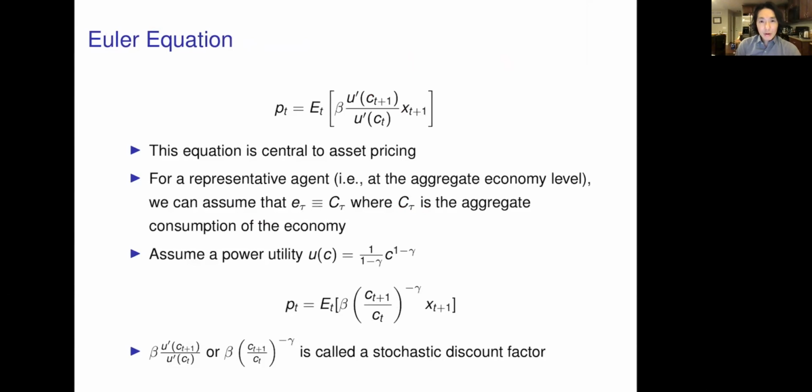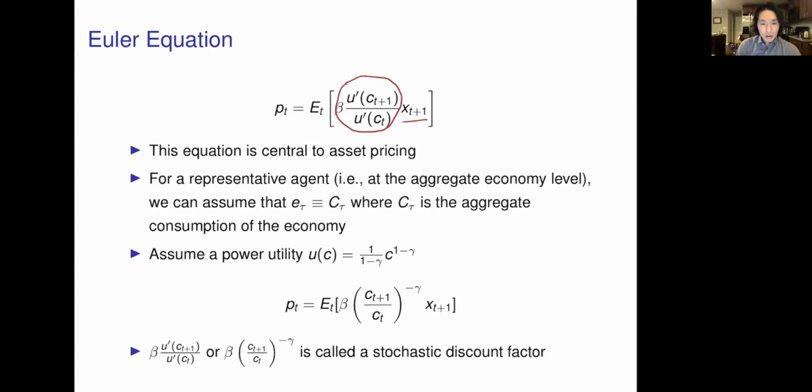Now, once you rearrange the previous equation, this is what you get. This is what's called the Euler equation in economics. So according to this equation, the price of any asset in equilibrium should be the same as this quantity times the future payoff. So for a representative agent, in other words, at the aggregate economy level, we can assume that the endowment in some period is the same as the aggregate consumption of the economy. Why? That's the assumption of this economy. Because investors are going to consume everything that is available.